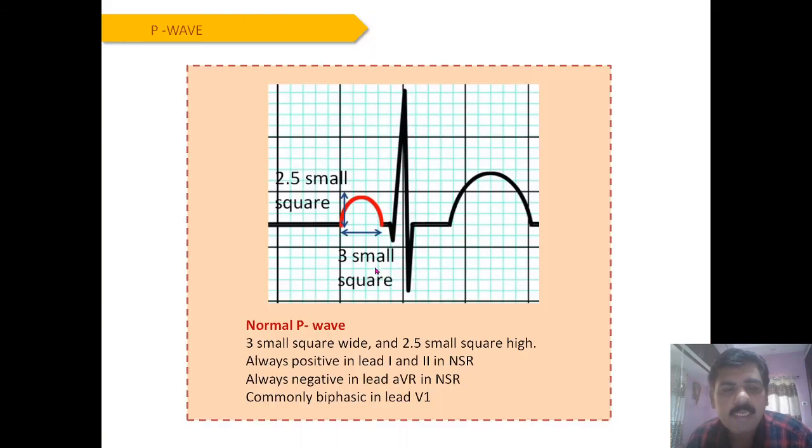Then the next is the P wave. The normal P wave is three small squares wide. In a large big square, how many small squares are there? 1, 2, 3, 4 and 5 squares. This P wave is 3 small squares wide and 2.5 small squares high, always positive in leads 1 and 2, and commonly biphasic.